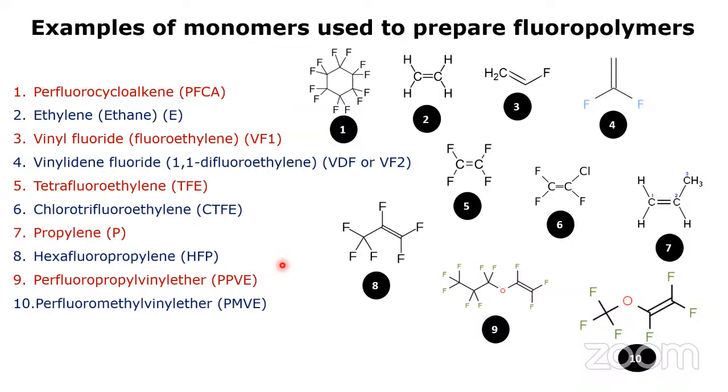Whatever the general structures are, if you take an example like PTFE, polytetrafluoroethylene, which monomer can we use for polytetrafluoroethylene?